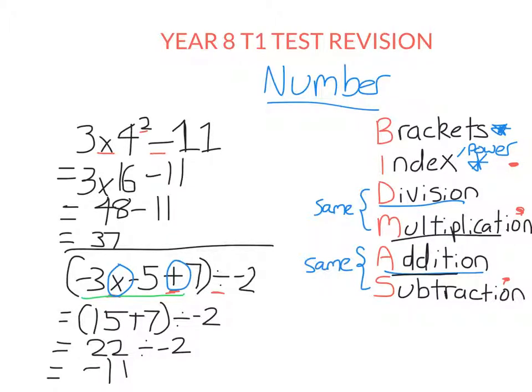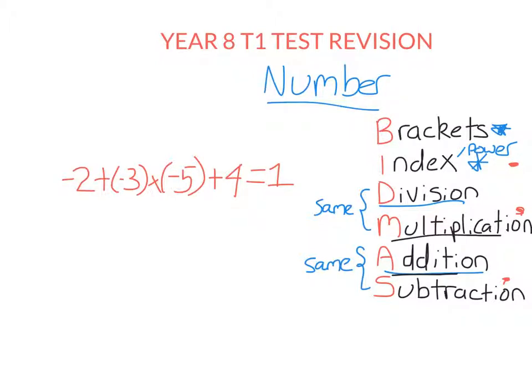You might get a question as well where you have to insert brackets to make a statement true. Let's look at one of those. Please pause and copy down these examples if you need. Look at this equation here in red. It turns out it's not actually a true statement, because if I were to just do this left-hand side, what I would get is negative 2 plus, I do the multiplication first, so negative 3 times negative 5 is positive 15, plus 4. Negative 2 plus 15 gives me 13.